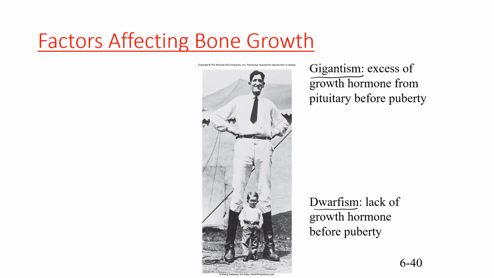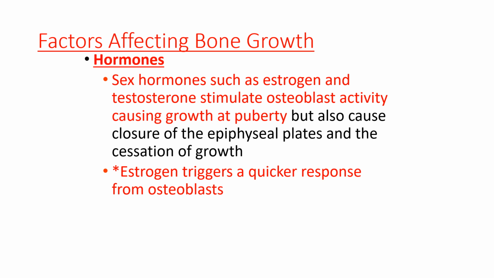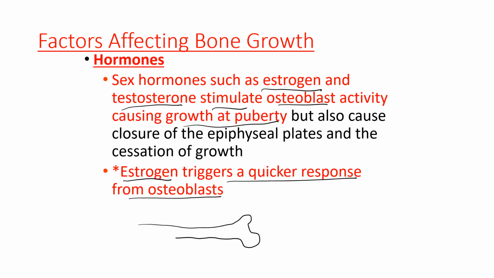Sex hormones such as estrogen and testosterone stimulate osteoblast activity. This is the cause of the rapid growth seen at puberty. Estrogen triggers a quicker response from osteoblasts than testosterone. So this is the reason why females grow quicker during adolescence and finish their growth quicker than males.